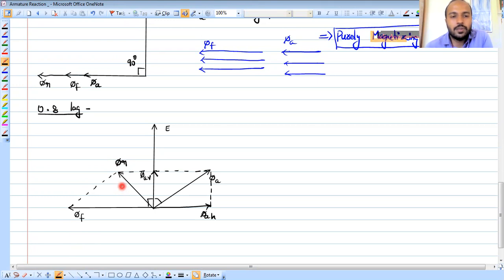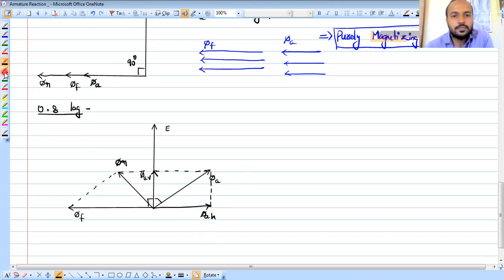Then what will be the effect here? Two effects are there. We resolved this armature flux into two components, a vertical component and a horizontal component. With respect to the horizontal component, if you observe the magnetic field, these two are moving in opposite direction. And with respect to the vertical component, it is moving perpendicular to phi F. So both effects are there. Due to the vertical component, we have cross magnetization effect. Due to the horizontal component, we have demagnetization effect.